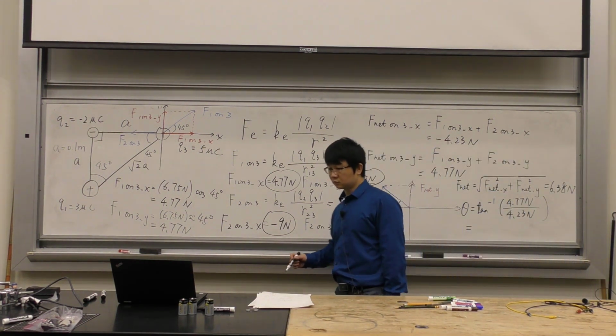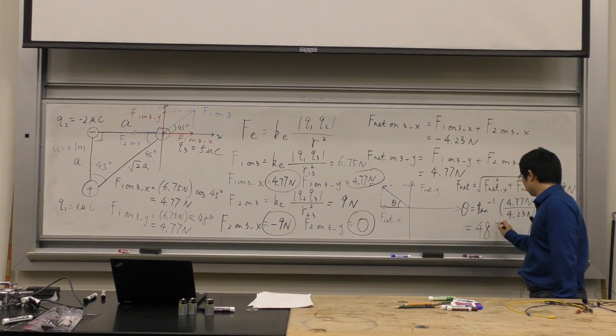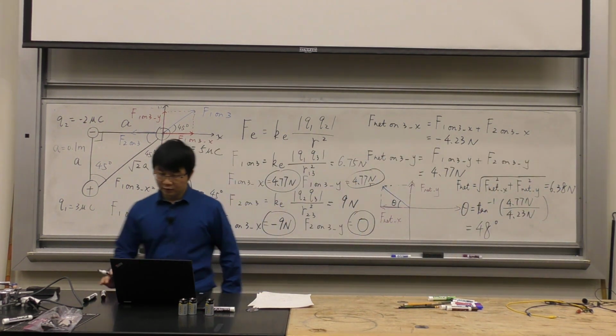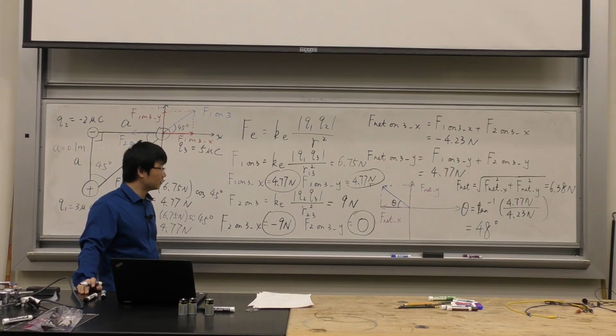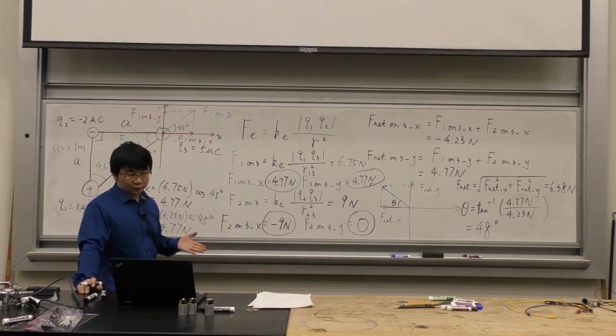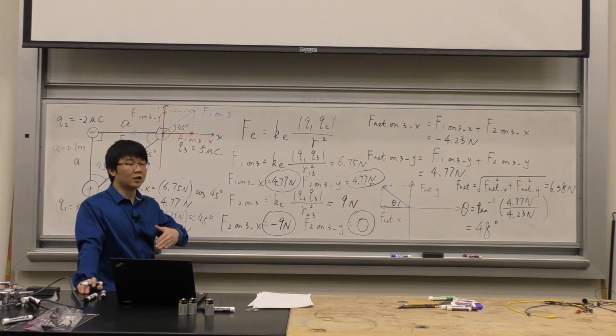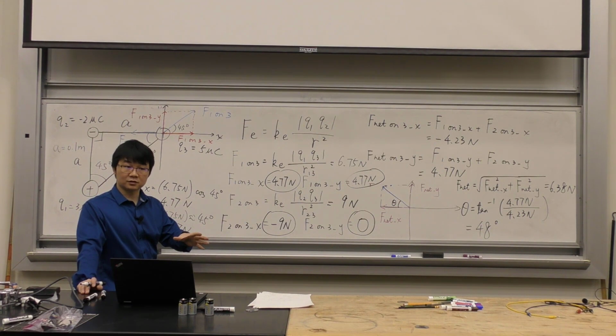Okay? And this angle I got is 48 degrees, all right? So this is how we find the magnitude and direction of the force, right? So if you want me to tell you the force, I can tell you Q3 feels a force of 6.38 newtons, and the direction of the force is 48 degrees above the negative x axis. And if I tell you that information, you know everything about this vector. You can draw it out yourself, right? Okay, very clear, very accurate. That's how we do things in physics.